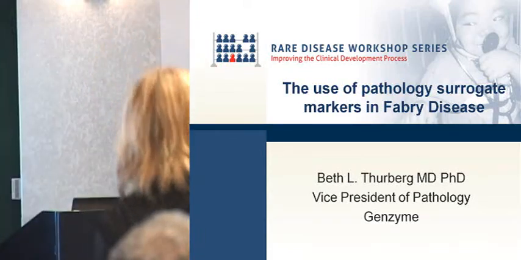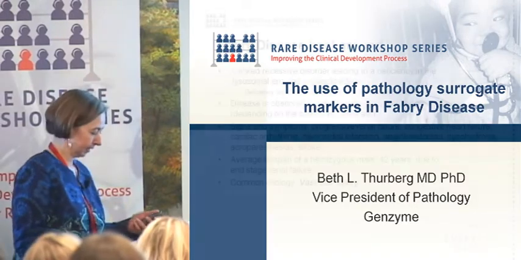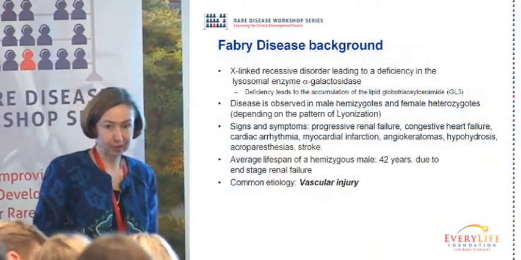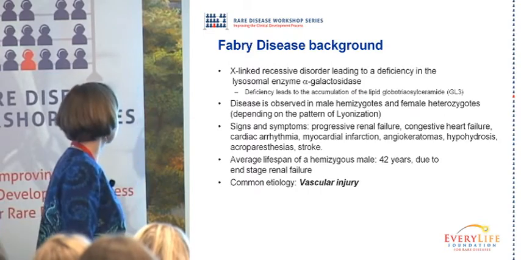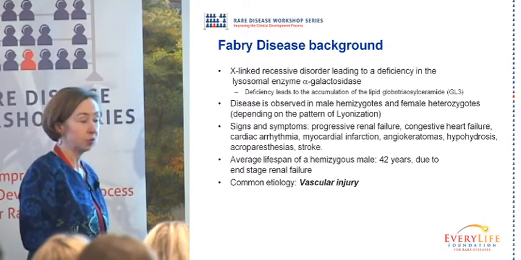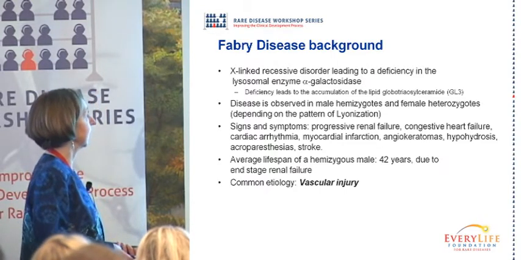All right, well, today I'm going to talk to you about the use of pathology surrogate markers in Fabry, and we've already talked quite a bit about that, so some of these background slides should go by fairly quickly. As we've said, it's an X-linked recessive disorder leading to a deficiency in the enzyme alpha-galactosidase A.